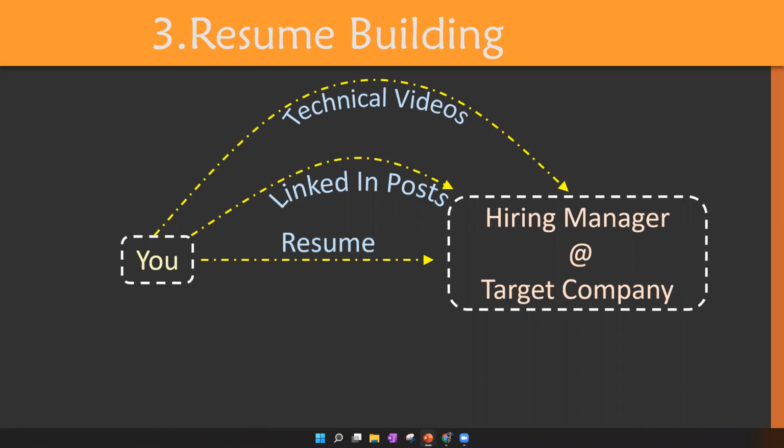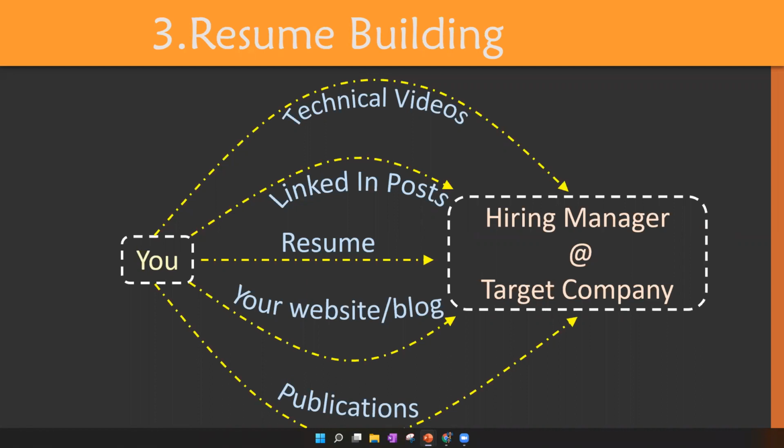And then there are a few other ways, like you can write some publications, you can put up a blog, or you can create a website. You can share whatever you have learned through those websites, and you can also publish papers which will get read by the hiring manager. So these are all the different ways in which you can share your skills with the hiring manager. Now, among these, the resume is the most powerful one, and I'm going to talk about writing a resume. How would you go about writing a resume?